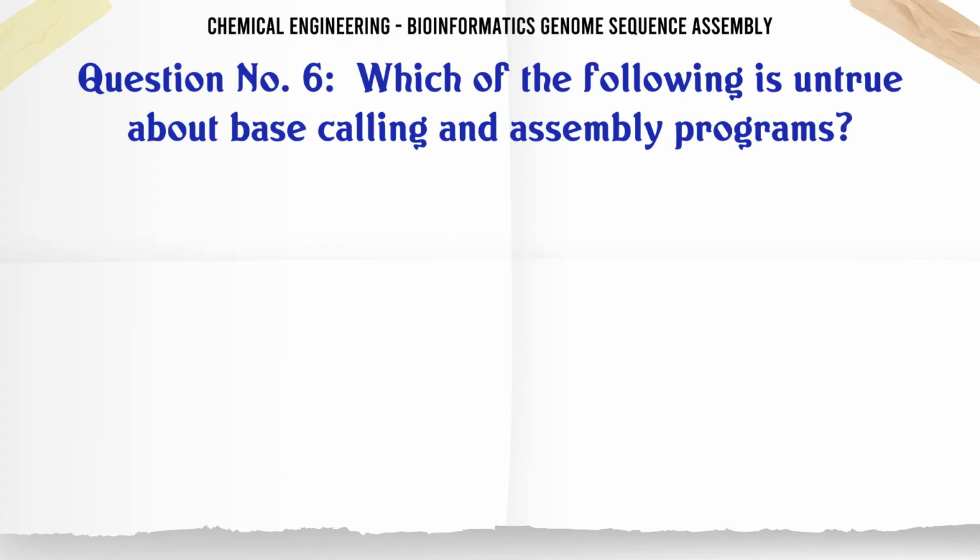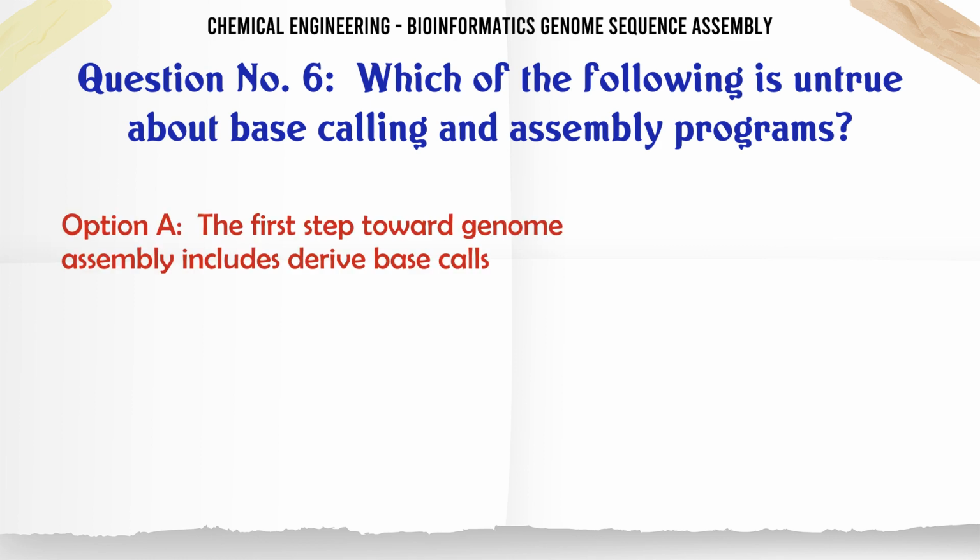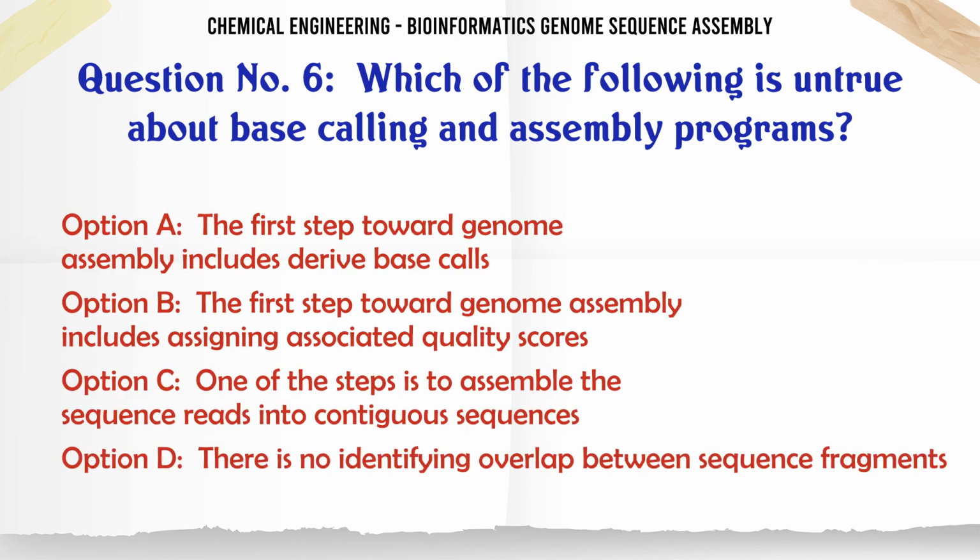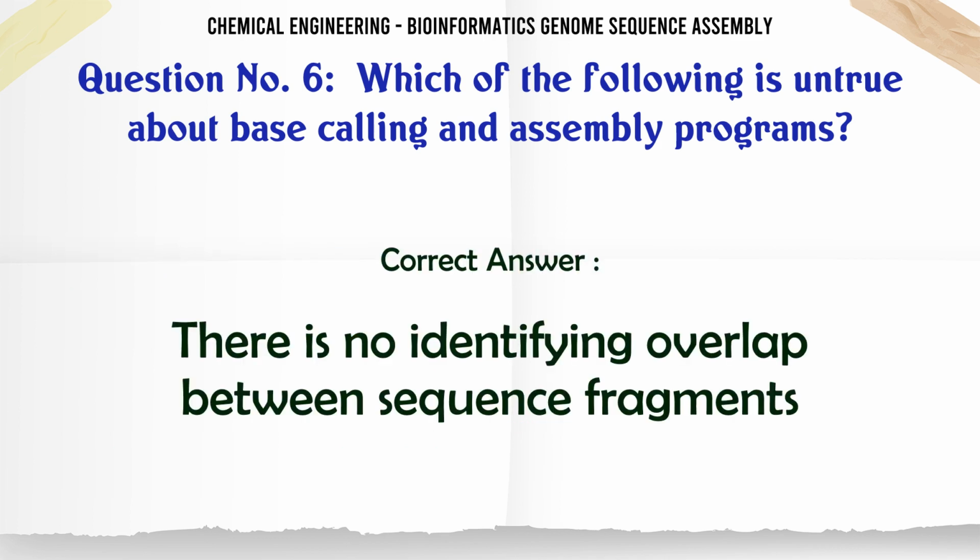Which of the following is untrue about base calling and assembly programs? A. The first step toward genome assembly includes derive base calls. B. The first step toward genome assembly includes assigning associated quality scores. C. One of the steps is to assemble the sequence reads into contiguous sequences. D. There is no identifying overlap between sequence fragments. The correct answer is there is no identifying overlap between sequence fragments.